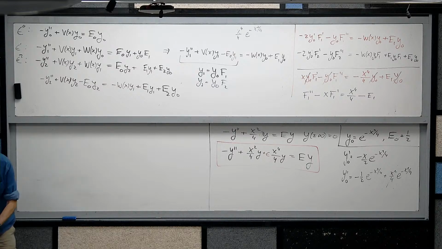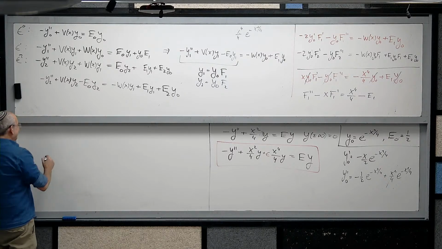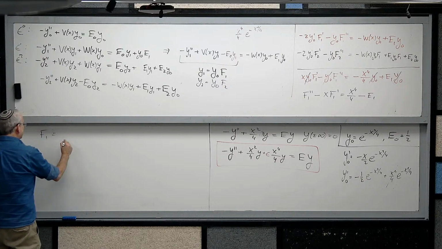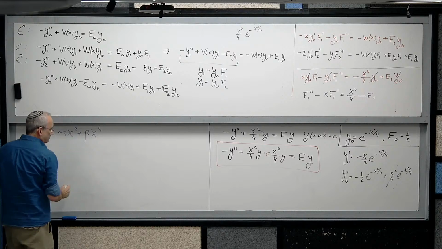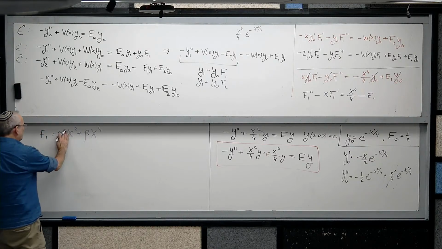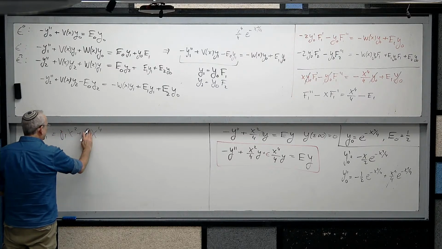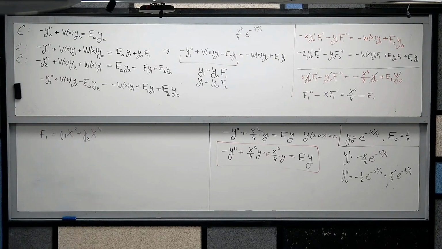Let us try. Okay. So, my informed guess is f1 is alpha x squared plus beta x to the 4. No, I would like to call it gamma 1 and gamma 2. Just names. Okay?